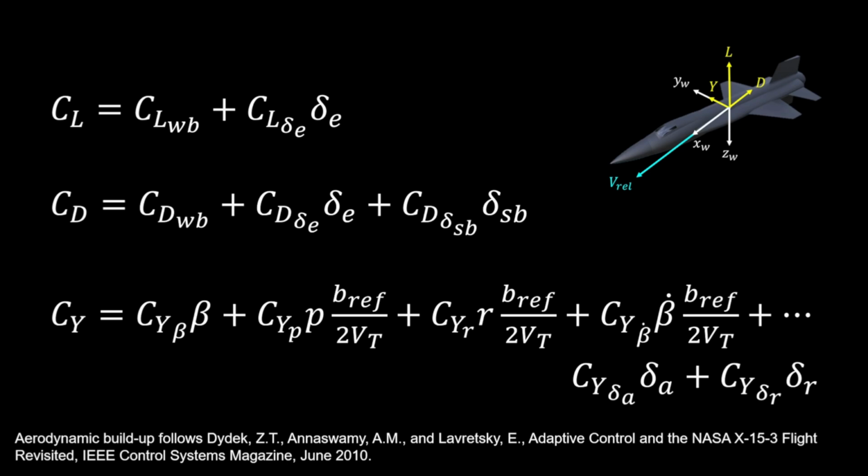From left to right: side force due to side slip, side force due to roll, side force due to yaw, the acceleration derivative or beta dot derivative, side force due to aileron, and side force due to rudder. These coefficients will be transformed to the body axis in our Python flight simulation.